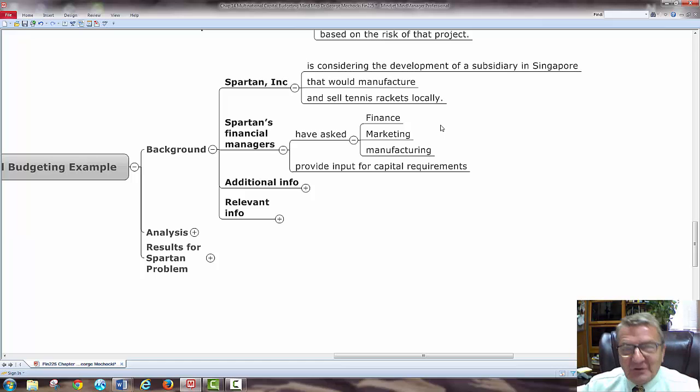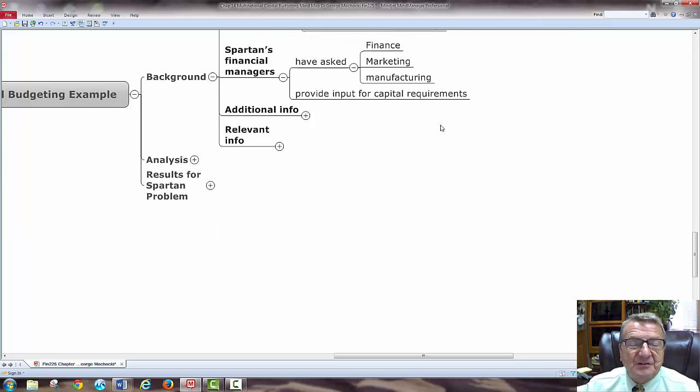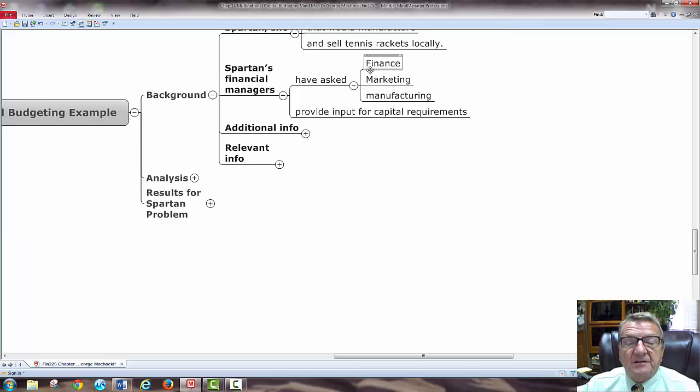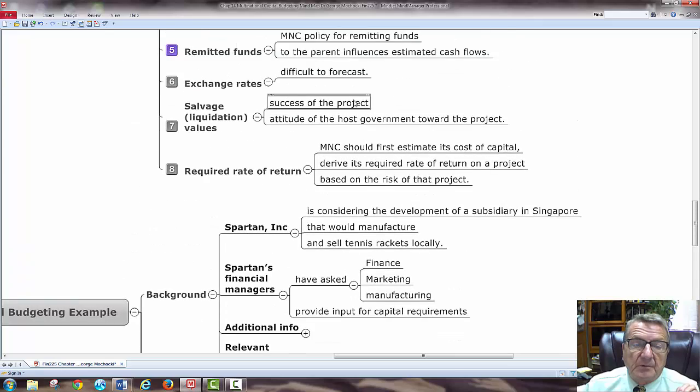Forget the conceptual amount. I figure you already sold me that. What if you come to me at this time? Financial managers have to ask finance how much it's going to cost, marketing what its potential is, and manufacturing how it's going to affect the process, to provide the input for capital requirements. All this is a needed necessity as part of the total cost that we talked about earlier.